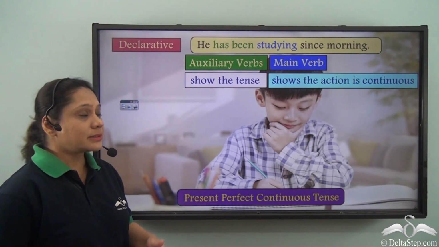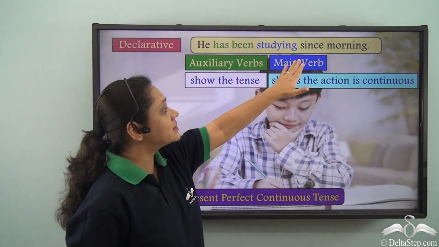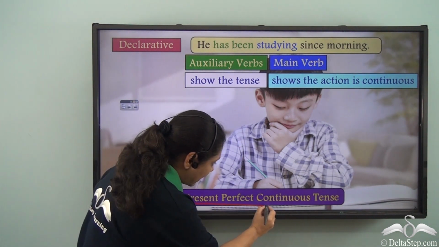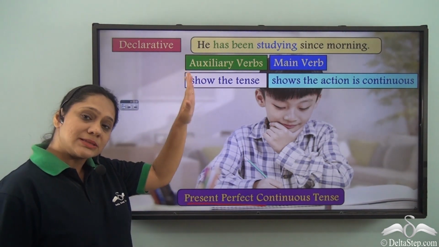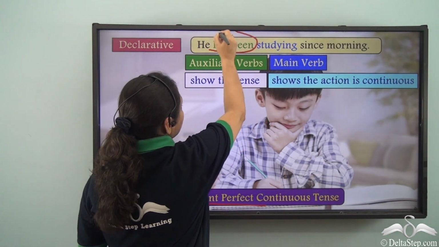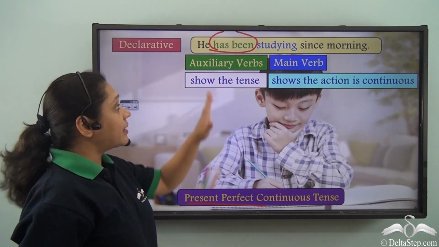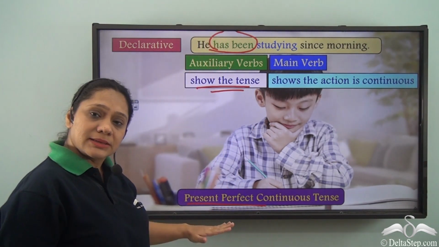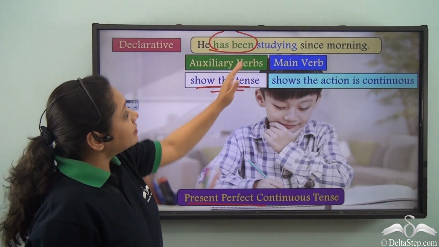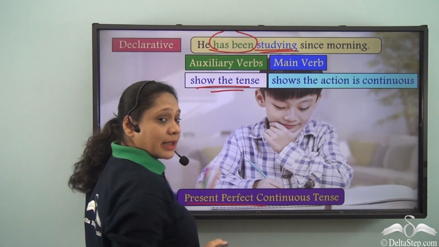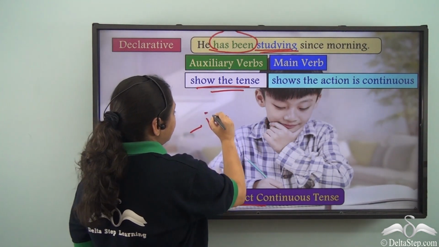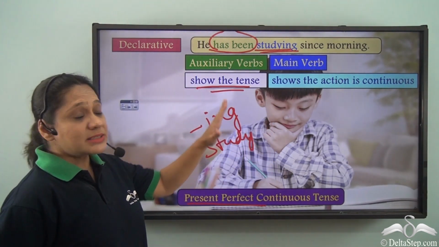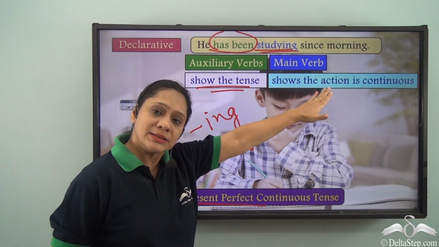Now let us read this sentence. He has been studying since morning. This is a declarative sentence portraying the present perfect continuous tense. In this sentence, we have two auxiliary verbs, has and been, and these auxiliary verbs show us the tense. Has is telling us that it is the present tense, and the main verb here is studying, which is the ing form of the base verb study, and this verb is telling us that the action is continuous.